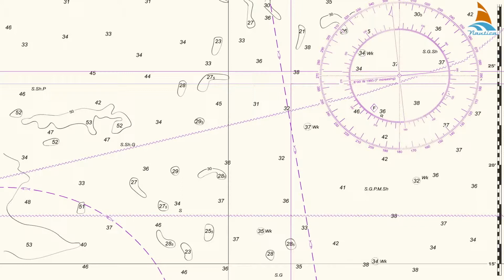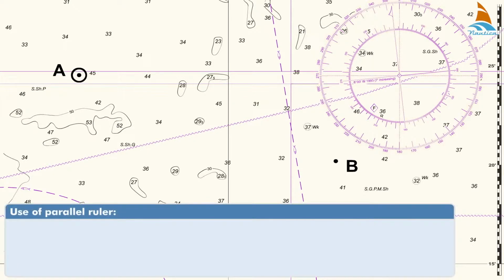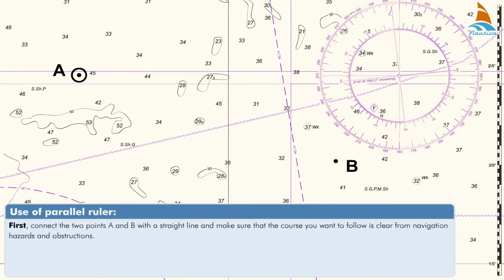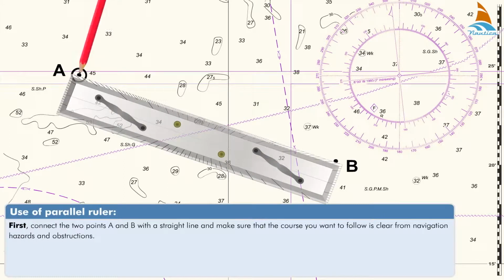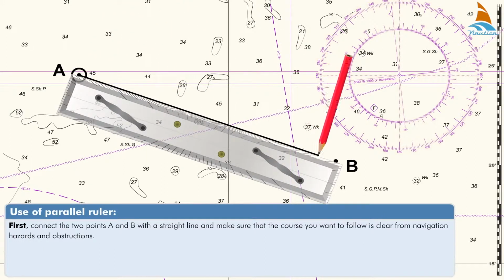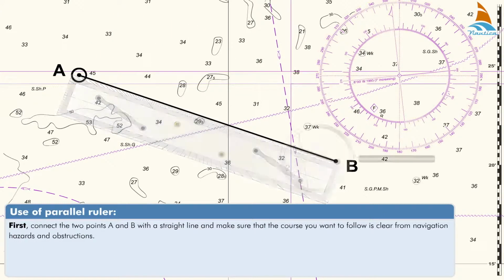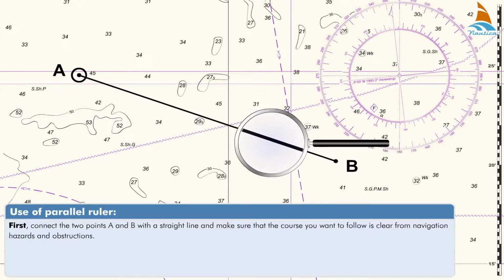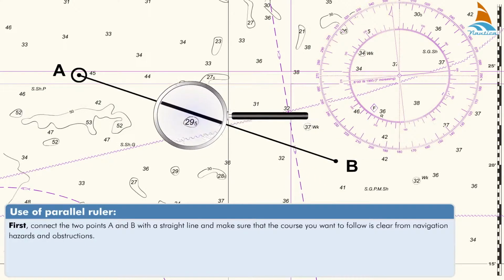Looking at the nautical chart, let's assume you're departing from point A and you want to arrive at point B. To determine the direction or the true course to follow from A to B, follow these steps. Firstly, connect the 2 points A and B with a straight line and make sure that the course you want to follow is clear of navigation hazards and obstructions.